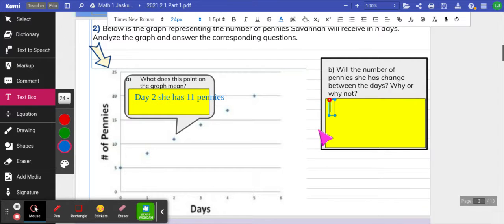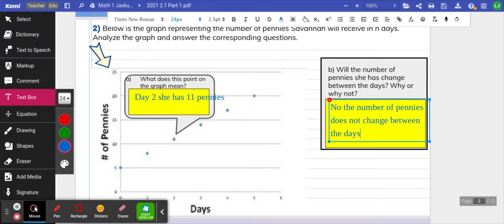So the answer here, she has to wait a whole other day to get more pennies. Her piggy bank is not getting any changes in between the days. She has to wait till her sister gets home. So we're going to say no, the number of pennies does not change between the days. Probably thinking why does that matter?